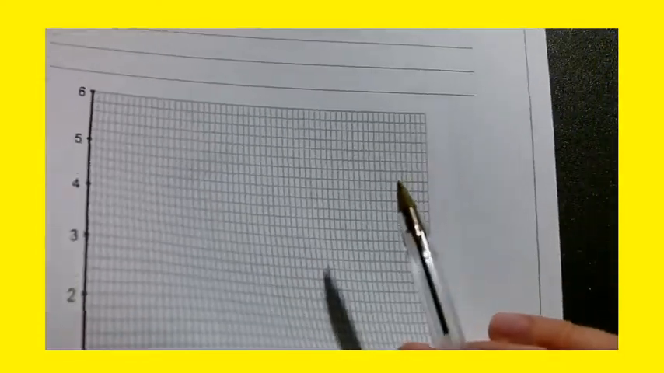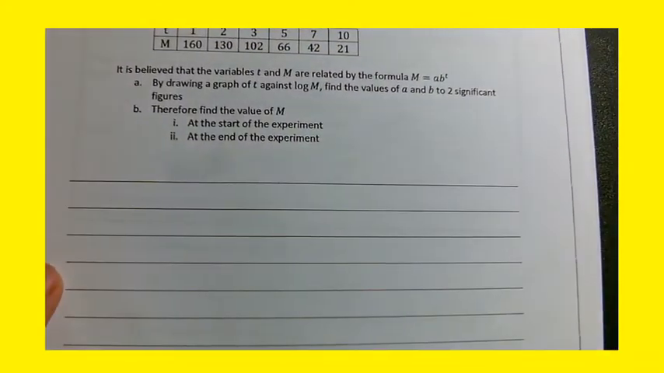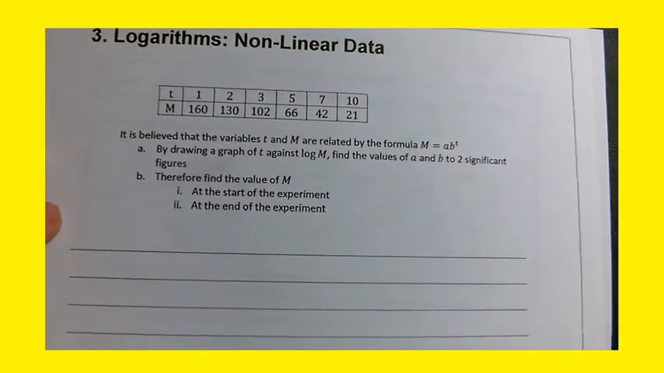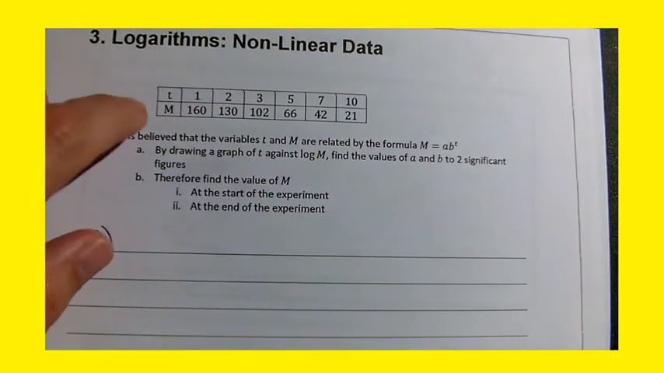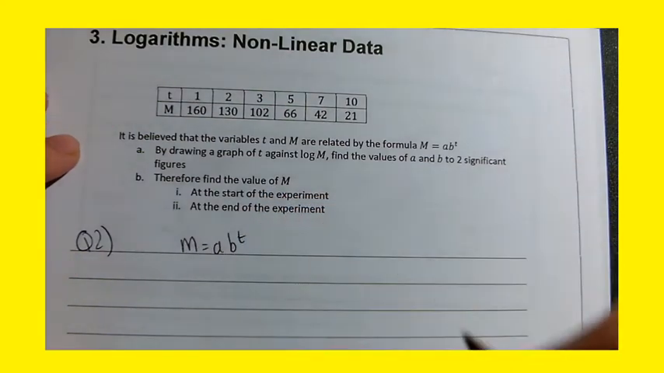The next example on the other page will deal with an exponential. Okay, so question 2. It's believed that these variables are related by the formula m equals ab to the t. Clearly this is exponential form because that's our variable x and this is variable y. By drawing a graph of t against log m, find the values a and b to two significant figures.